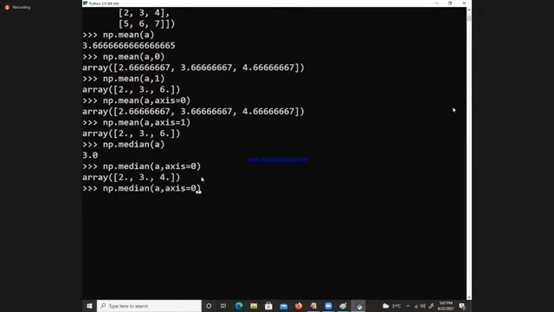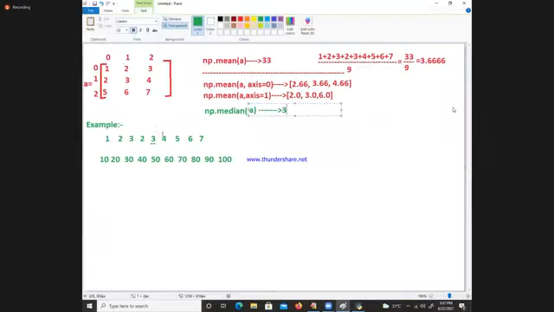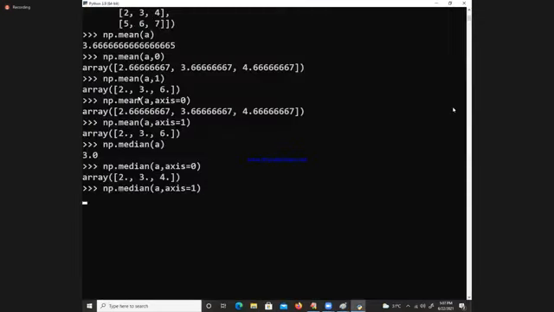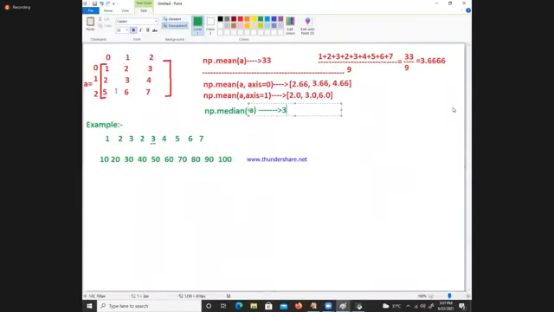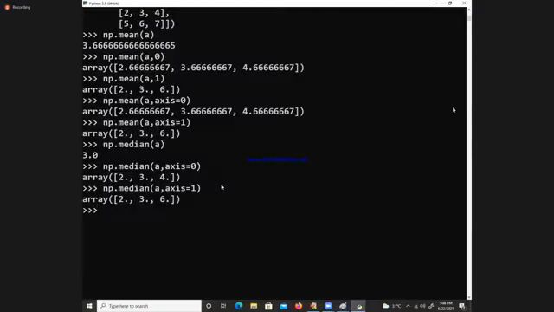Now axis 1, take it. Tell me: 1, 2, 3, the median is 2. Next, 2, 3, 4, the median is 3. 5, 6, 7, the median is 6. So you get 2, 3, 6. I hope you are following. Are you okay, guys? Ravi Kishore, not 2, 3, 4, it is 2, 3, 6. Shall I move forward?